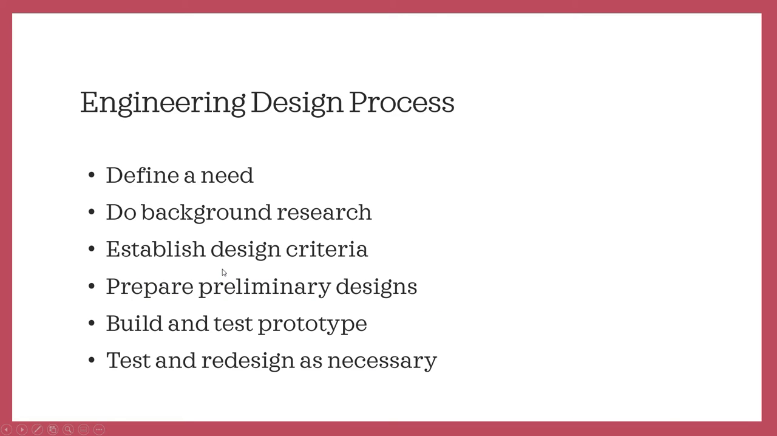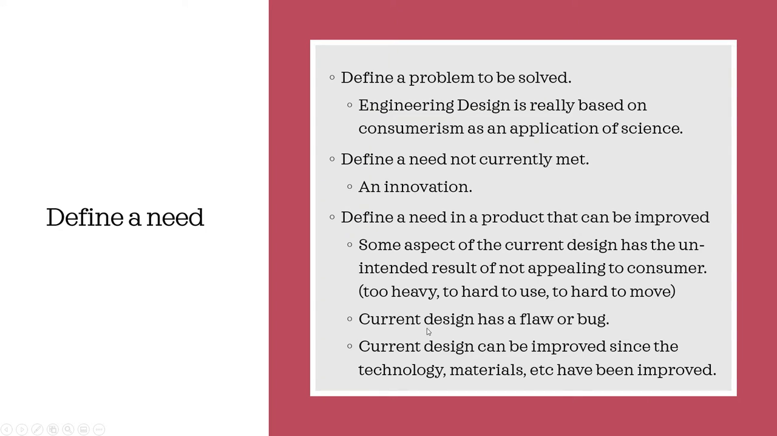So what is the engineering design process? Well, the first step is to define a need, and then to do background research, establish design criteria, prepare preliminary designs, build and test a prototype, and test and redesign as necessary. So the first three we'll talk about today in this video. The second three we'll talk about when we get together on September 23rd.